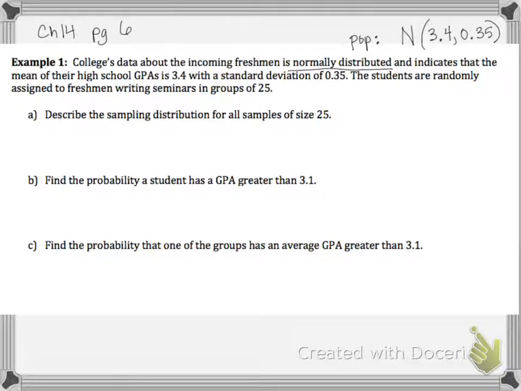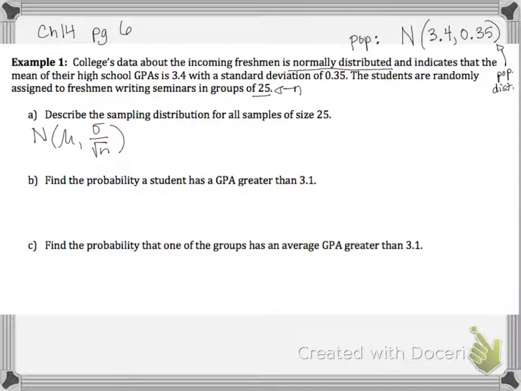The students are then randomly assigned to freshman writing seminars in groups of 25. So that right there is an N, a sample size being provided. And our first step here is to describe the sampling distribution for all samples of size 25. So we know the distribution, this is the population distribution up here that came from our paragraph, and we know that's normal. Now, because the population distribution is normal, by the central limit theorem, our sampling distribution will also be normal. So we are now looking for a sampling distribution that looks something like this.